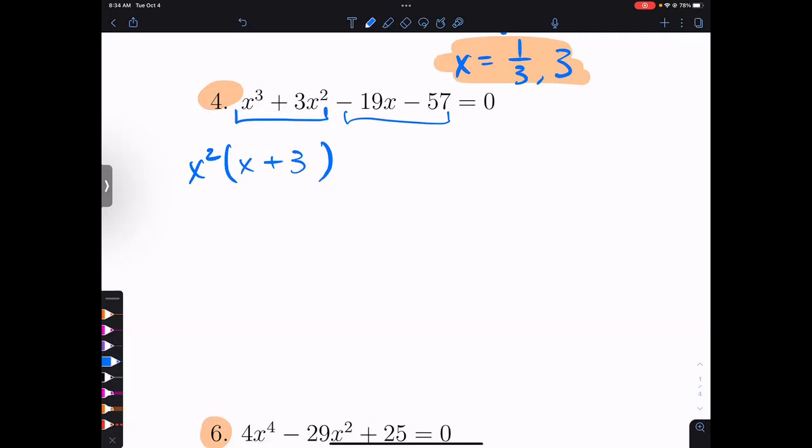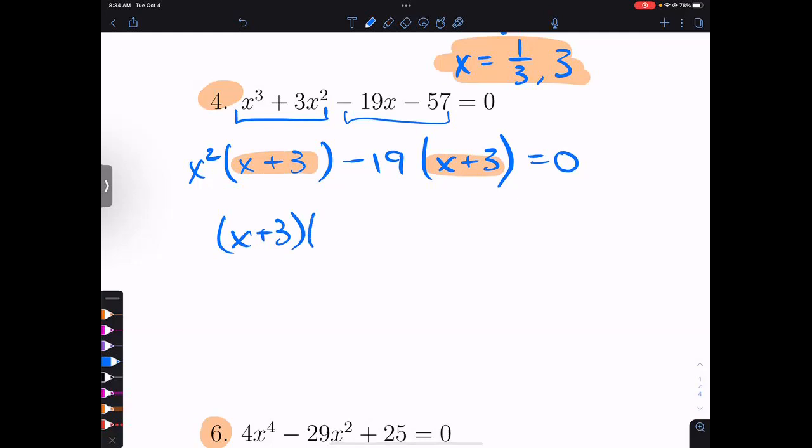So if this is going to work, what I would want to check is that 19 goes into 57. It does 3 times. So if we take negative 19 here, then what's left would be x plus 3. And that's the thing we're looking for, right? This and this to match. If they don't match, then it's not going to work. They do, though. They're identical. So x plus 3 times x squared minus 19 equals 0, right? The other things are what's left behind when you factor the x plus 3 out. You're left with that. And again, we've got a product equal to 0, so we're in good shape.